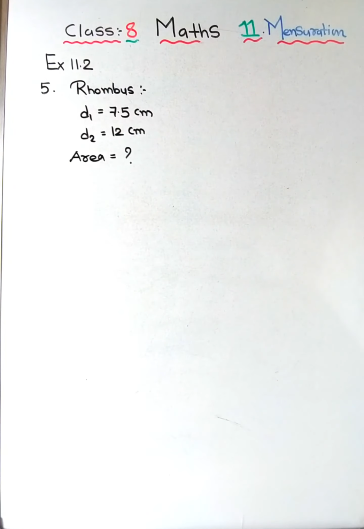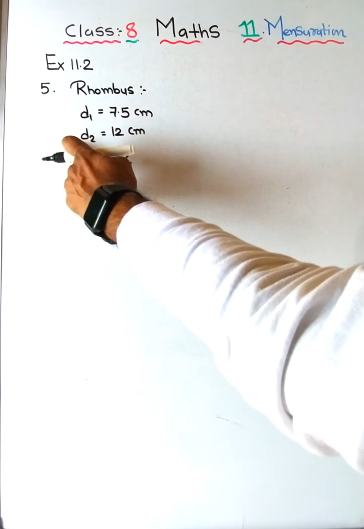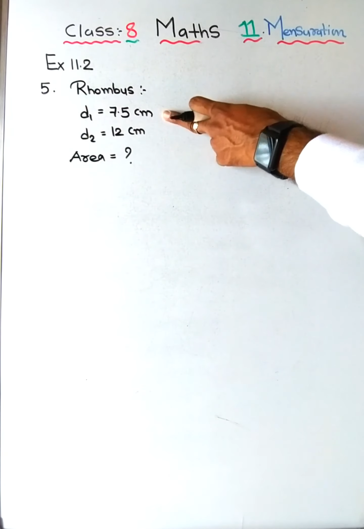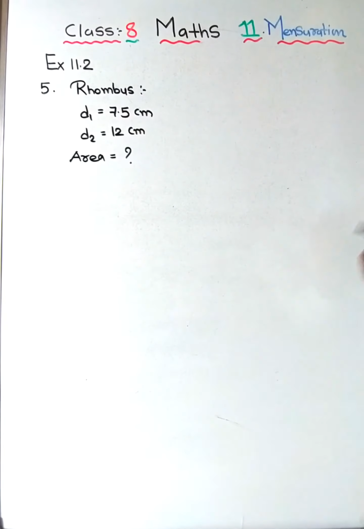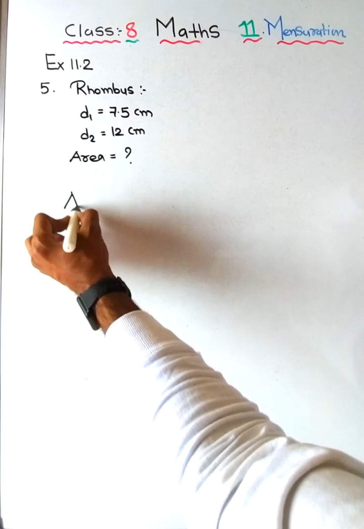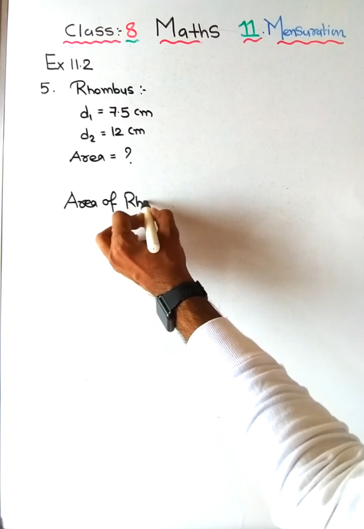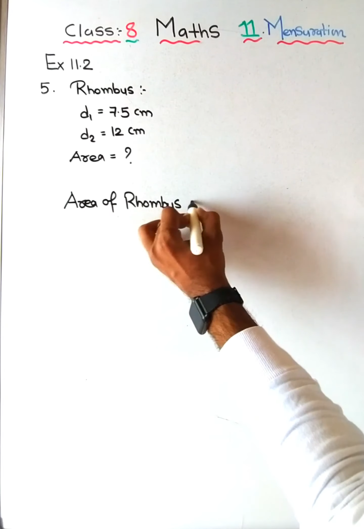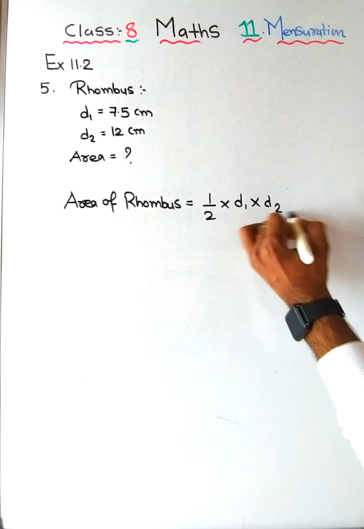Question number 5: the diagonals of a rhombus are 7.5 and 12 centimeters. So let us name the first one as D1 and then D2. D1 is 7.5, D2 is 12. The figure is a rhombus, we are finding area. Now we know that area of rhombus is half into product of the diagonals.